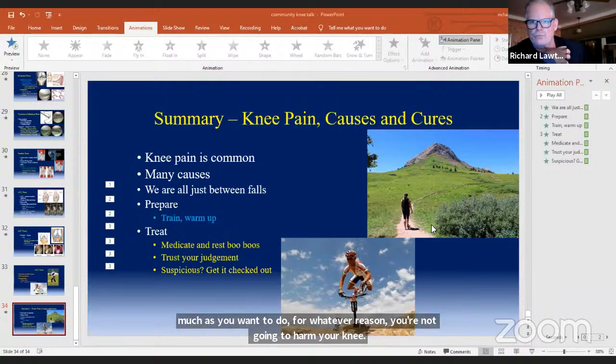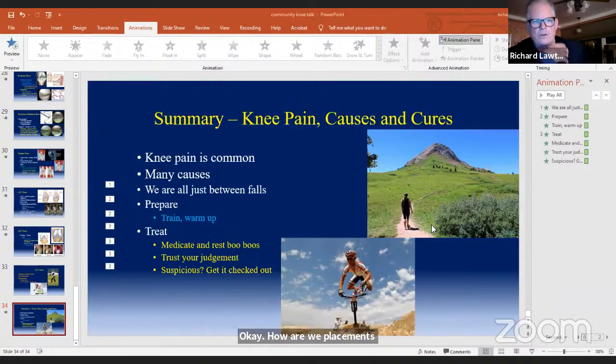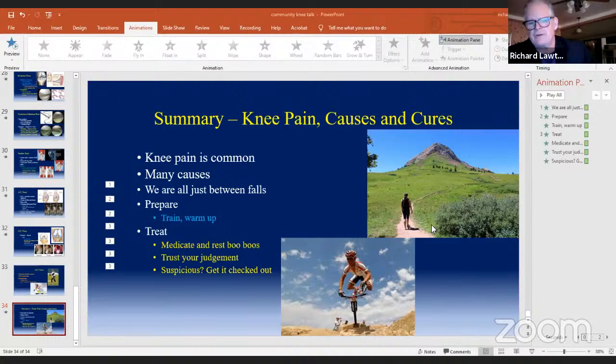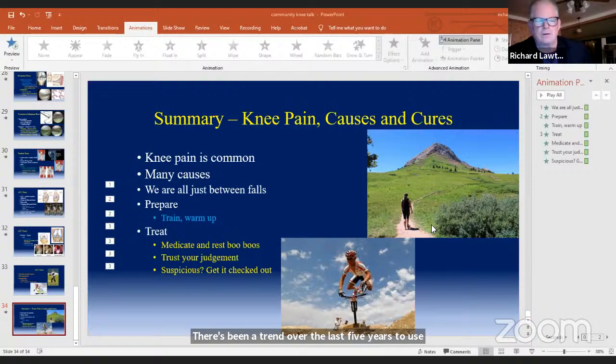Okay. How are replacements attached to the bone? There are two methods. One is to cement them into place. Once the bone is prepared, you apply cement that takes about 10 or 15 minutes to harden. And then onto that cement that's on the bone, you press the components, hold them in place while the cement hardens. There's been a trend over the last 5 years to use uncemented components so that the bone grows into or onto. There's a little controversy around that, but those are the two main methods. They both seem to work well in general.